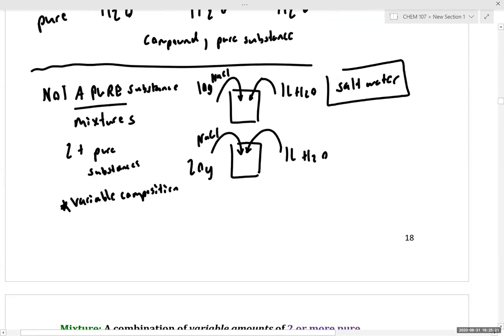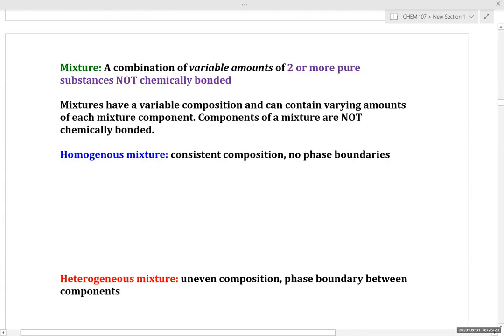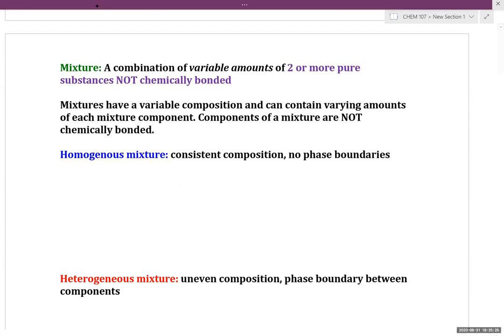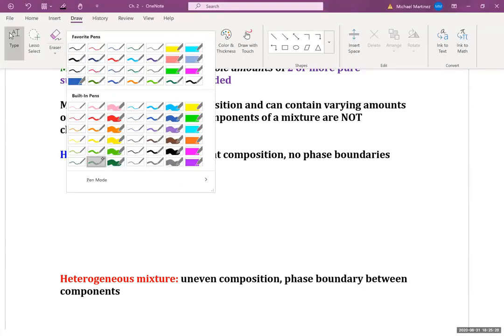If not, let's keep going now. And we're actually just about to discuss that. So let's recap and let's talk about mixtures.